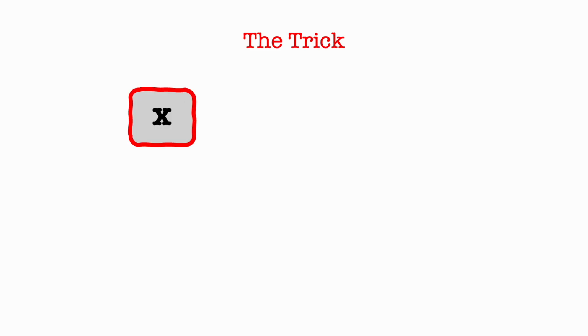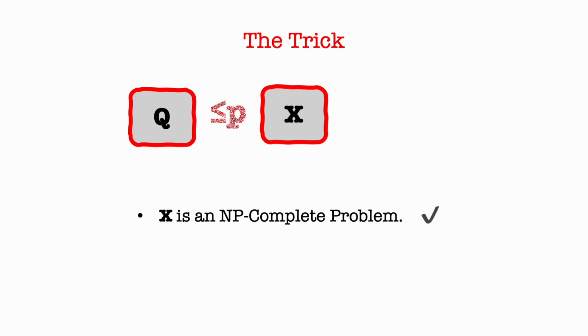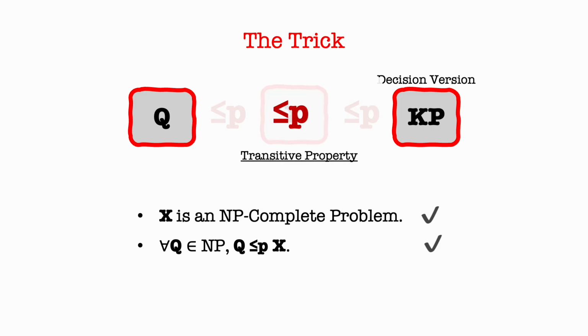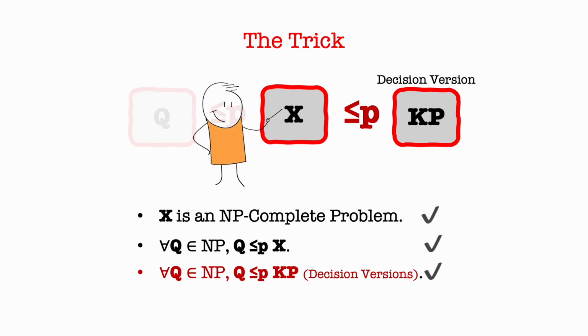Assume an NP-complete problem X that we already know is NP-complete. From this, we know that every problem in NP can be reduced to X in polynomial time. Now, if we can show that X can be reduced to the decision version of knapsack in polynomial time, we can use the transitive property of polynomial time reductions. This would mean that every problem in NP can also be reduced to the decision version of knapsack in polynomial time. In summary, our goal is to find an NP-complete problem X which is polynomial time reducible to the decision version of knapsack.